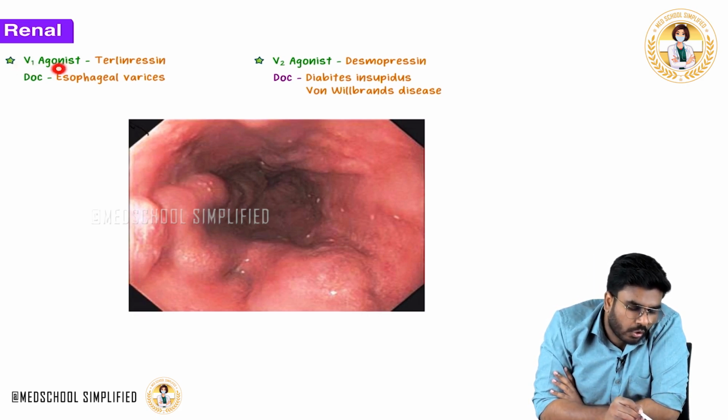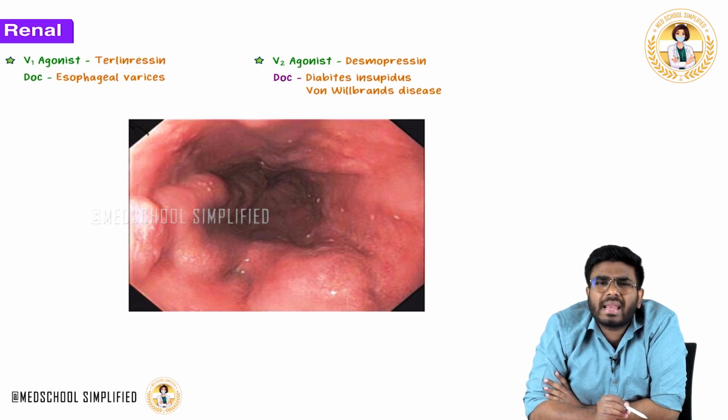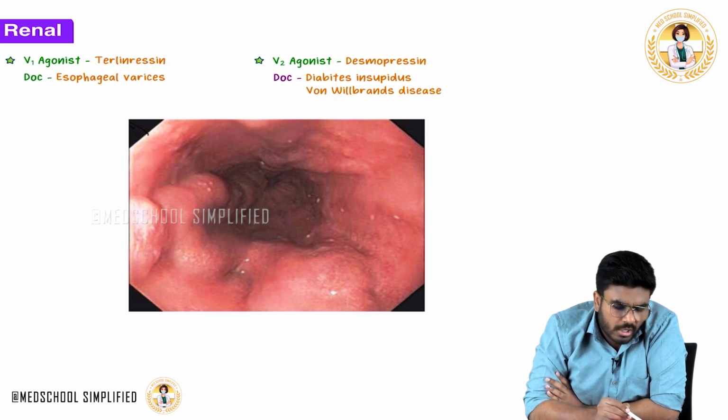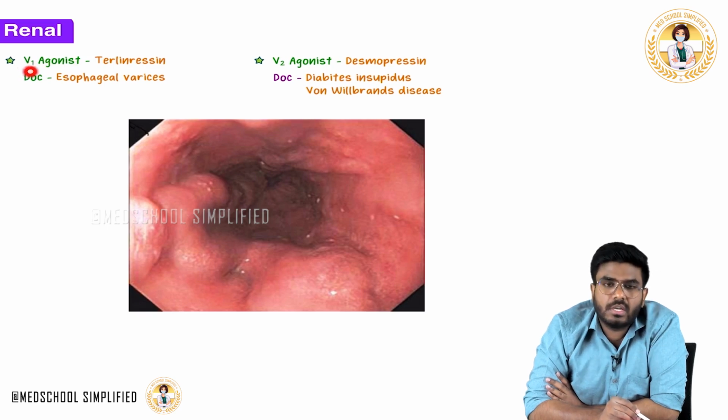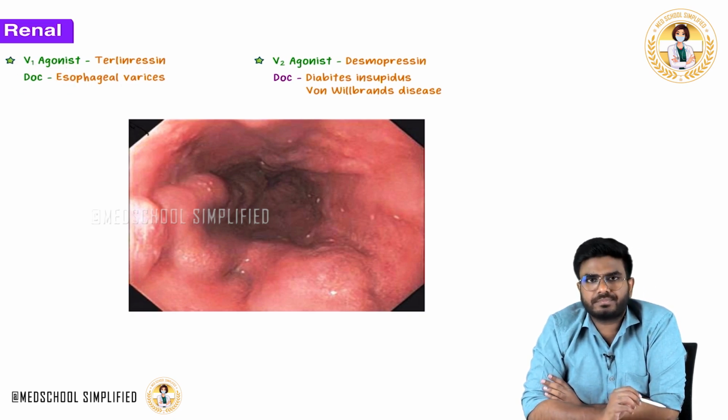So, V1 agonists like terlipressin. Okay, terlipressin is nothing but an agonist. It's just like vasopressin. Terlipressin is just like vasopressin or antidiuretic hormone. So that's why it is stimulating the V1 receptors. So this terlipressin is the drug of choice for esophageal varices. Whenever there are these esophageal varices, in that condition you can use this terlipressin.